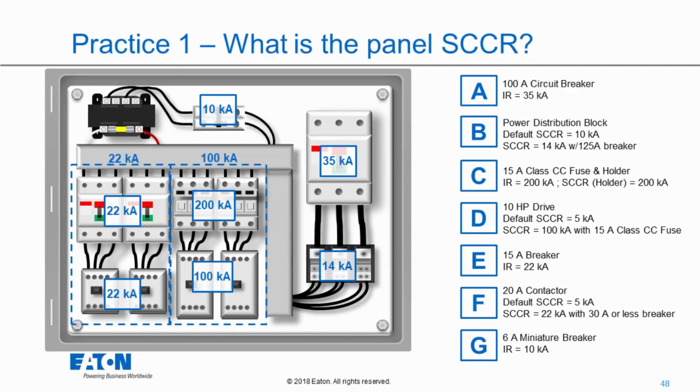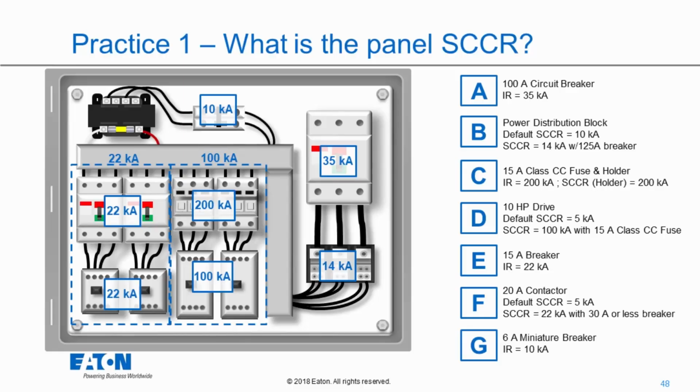I will do the same here with branch EF. My breaker has that interrupting rating of 22 kA. And my contactor is 5 kA default or it's 22 kA with a 30 amp or less breaker. I'm using a 15 amp breaker. That is 30 amps or less. So the short circuit current rating of that contactor is 22 kA, and of that branch, 22 kA. Again, I skipped step 1B because I have no current limiting device in my feeder to help me raise short circuit current rating.